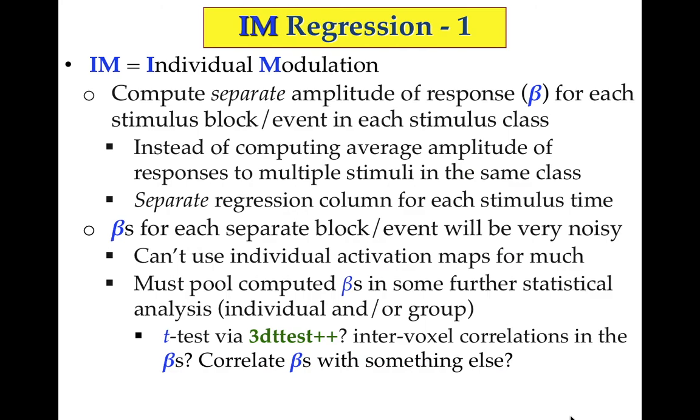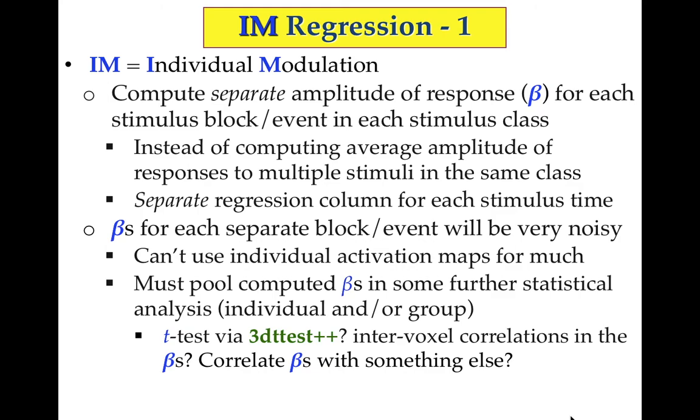Now I'm going to switch to something a little different, and that's what I call individual modulation regression. The idea here is to compute a separate amplitude of response, a separate beta for each stimulus block in each stimulus class. If I show 20 faces to the subject, instead of getting one beta for the average face response, I'm going to get 20 betas, one for each time I show the face. That, of course, requires a separate regression column for each stimulus time. So instead of having one regressor for faces, now I'd have 20.